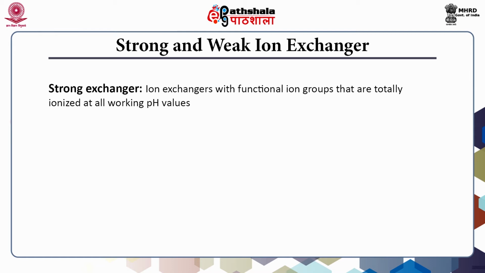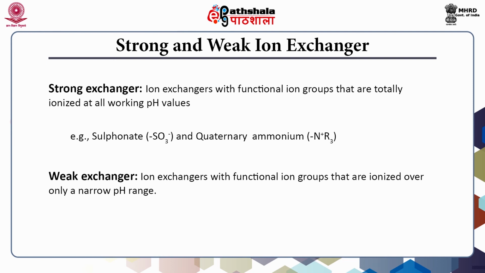That means, if any experiment has to be conducted over a wide range of pH situations, a strong exchanger should be used because it can maintain the functional ionic groups on its surface over a wide range of pH values. The best examples for this are the sulfonate ions and quaternary ammonium ions on the strong exchangers, which can maintain the ionic state in a wide range of pH values.